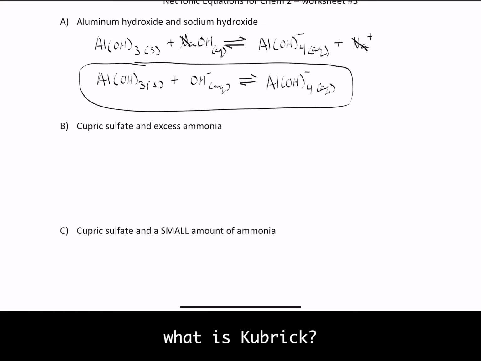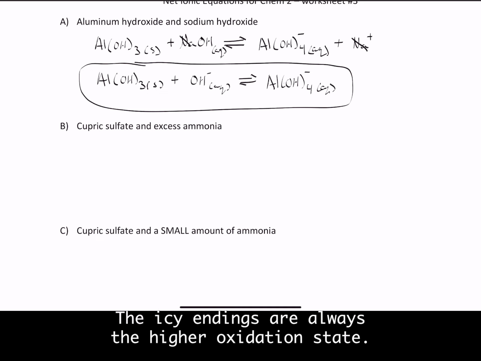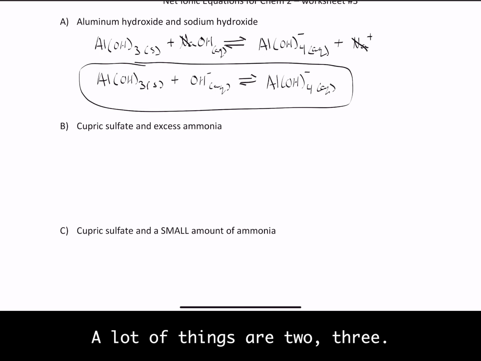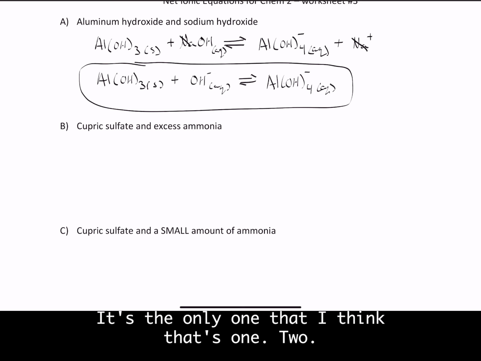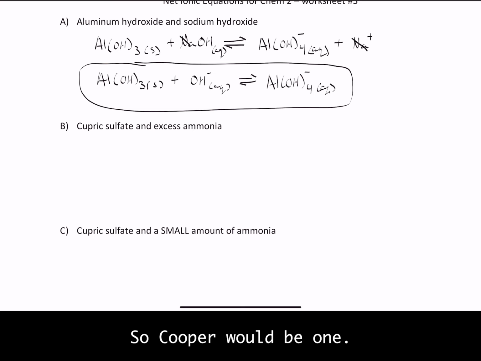What is cupric? 2+. Yeah. Cupric, the -ic ending is always the higher oxidation state. A lot of things are 2,3, some are 2,4, like tin and lead are 2,4. Copper's really weird. It's the only one that I think that's 1,2. So cuprous would be 1, cupric is 2.